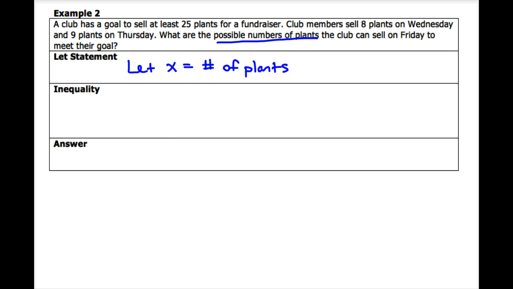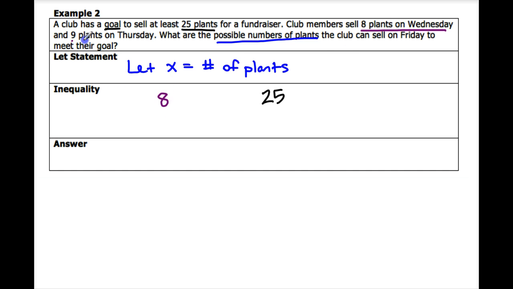Okay, look for a total first of all. In this case, our total is a fundraising goal. So we know we have a goal to sell at least 25 plants. So I'm going to put that 25 on the right side here. We know we already have sold 8 plants on Wednesday. So that's something that we've already sold. So I'm going to put that on the left.